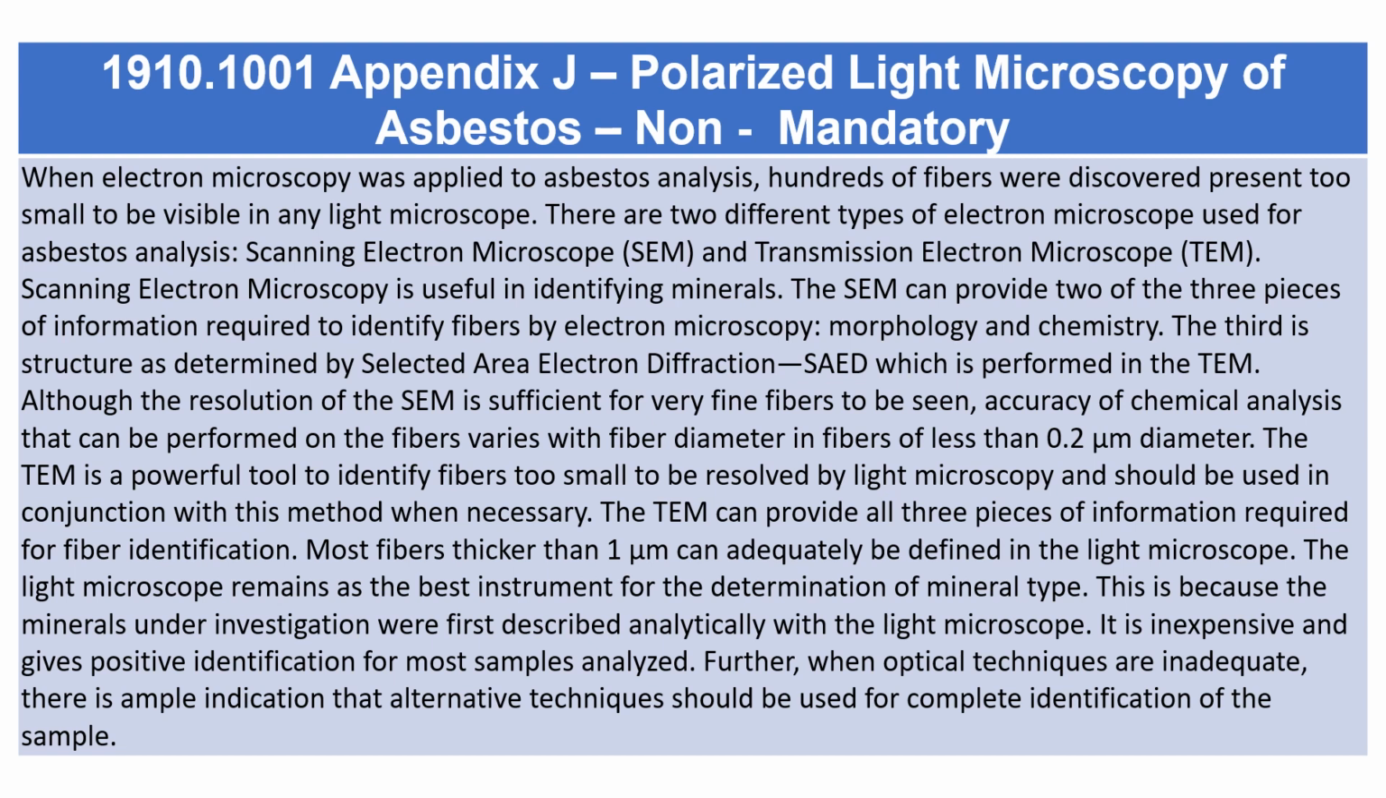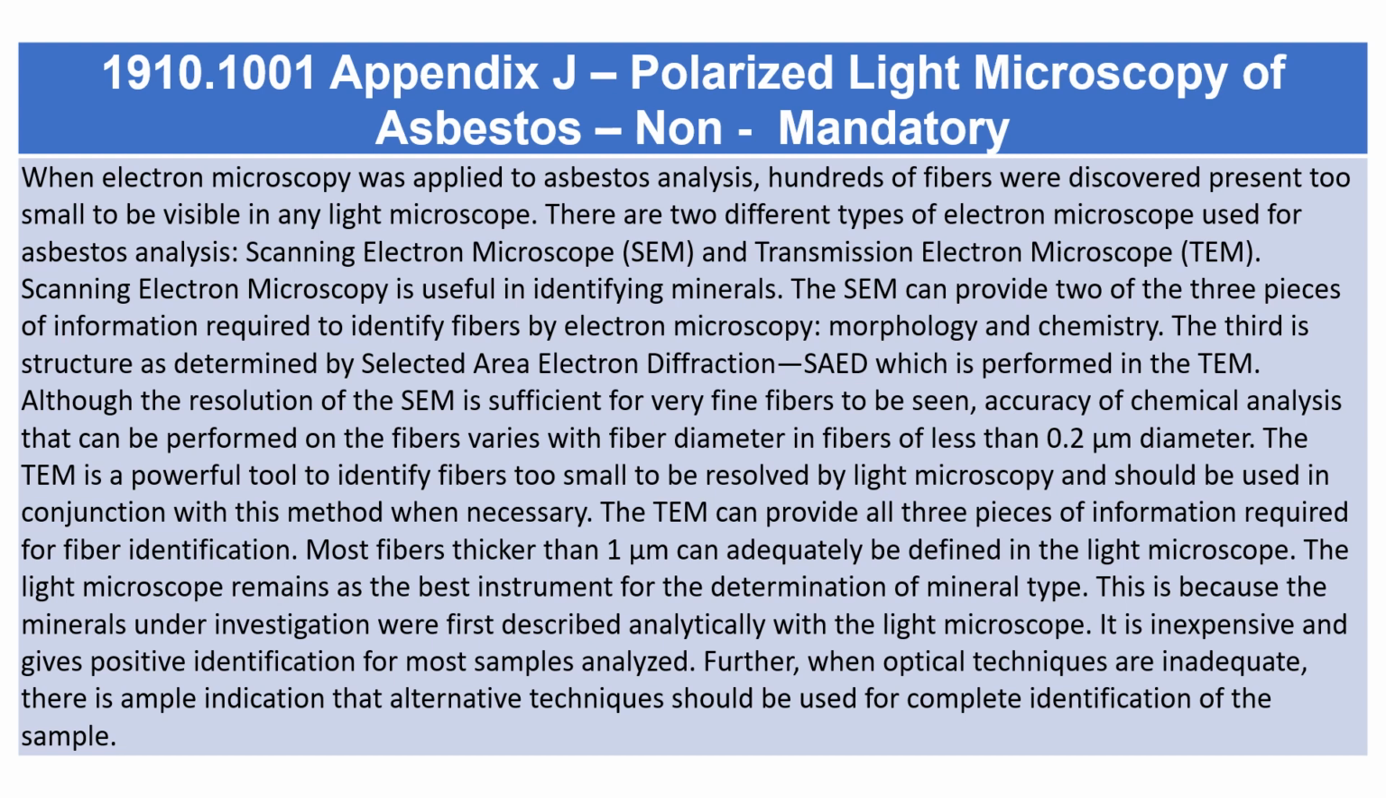Although the resolution of the SEM is sufficient for very fine fibers to be seen, accuracy of chemical analysis that can be performed on the fibers varies with fiber diameter in fibers of less than 0.2 µm diameter. The TEM is a powerful tool to identify fibers too small to be resolved by light microscopy and should be used in conjunction with this method when necessary. The TEM can provide all three pieces of information required for fiber identification.